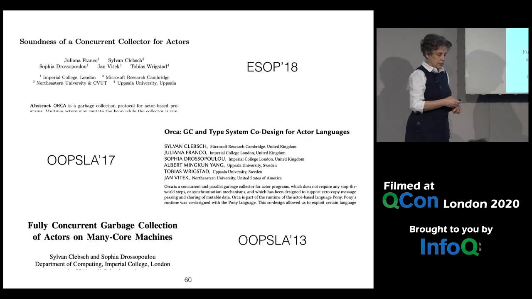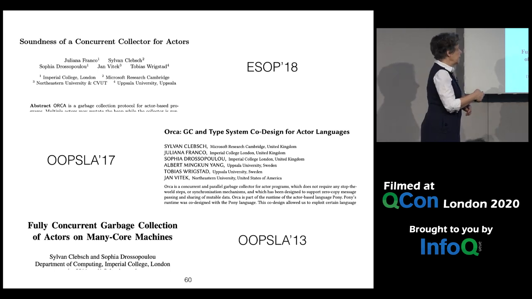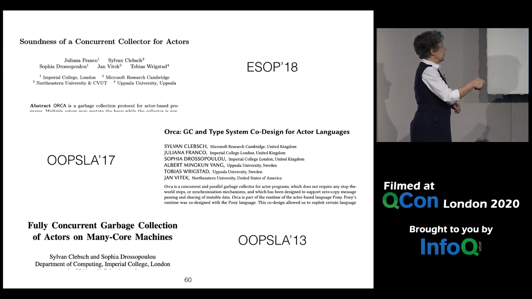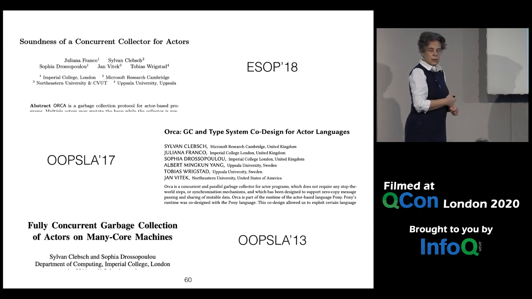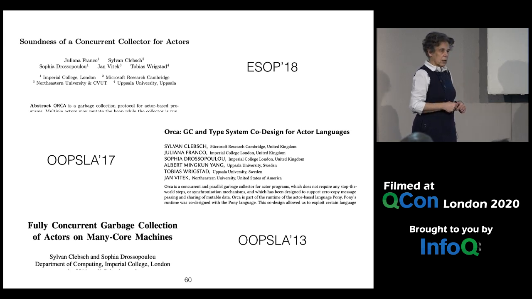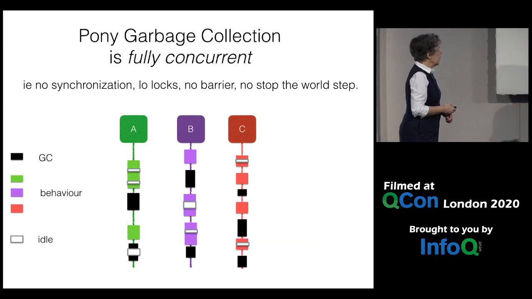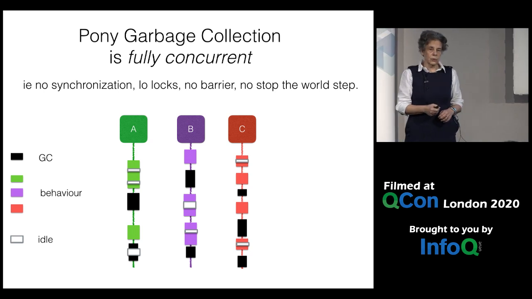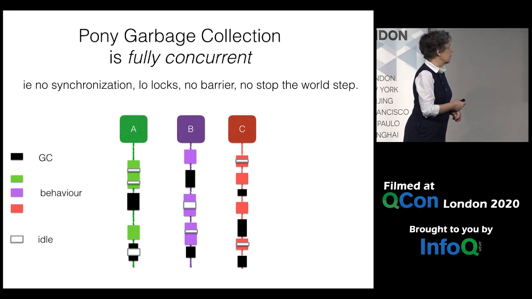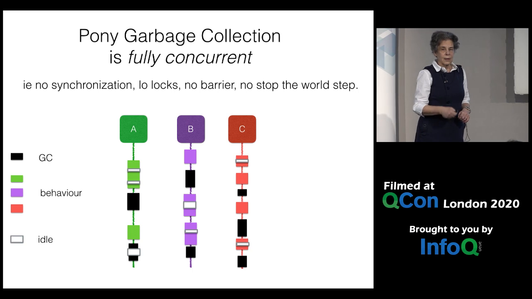There are a couple of papers where you can read about Orca. Here we describe how it works and some of the benchmarking that you have seen already. Here we describe the model that makes sure that it works, and it was actually surprisingly difficult to make the model, and fun. And here we describe another protocol that has to do not with the collection of objects, but with the collection of actors. I can talk about this one offline. So the wonderful thing about the garbage collection in Pony is that it is fully concurrent. There is no synchronization, no locks, no barriers, no stop the world, no nothing. Wow.